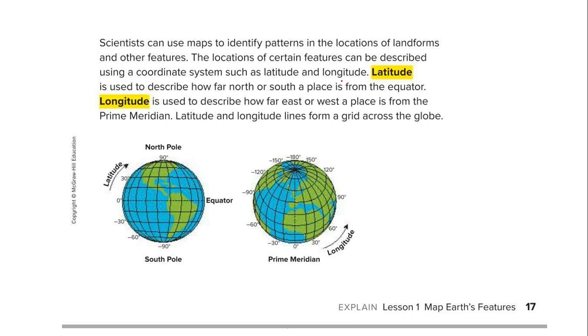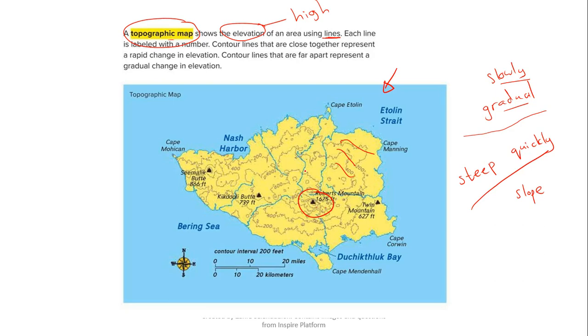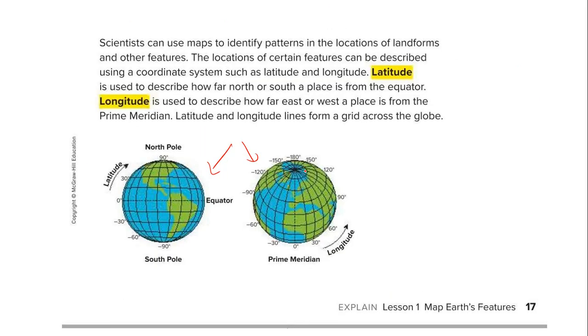Now let's look at the bottom of the page. On the bottom of the page, we have these two pictures over here. You need to know the pictures and the words because there will be two questions on the page and one of them is about the pictures. It may be the picture of our topographic map or it may be about latitude and longitude.